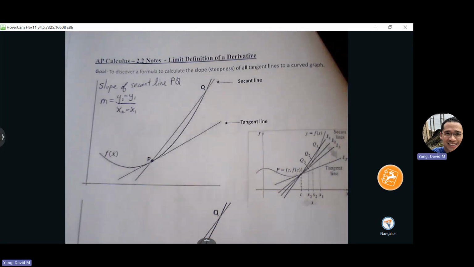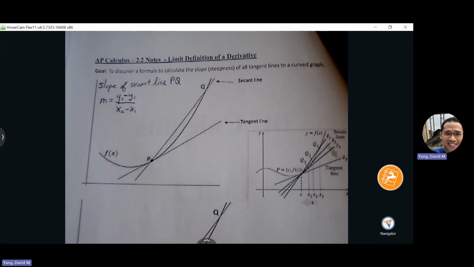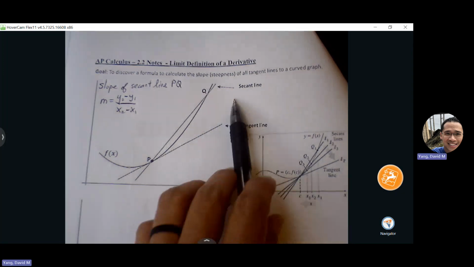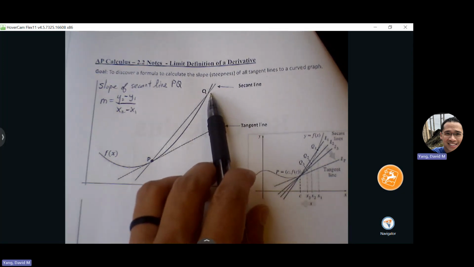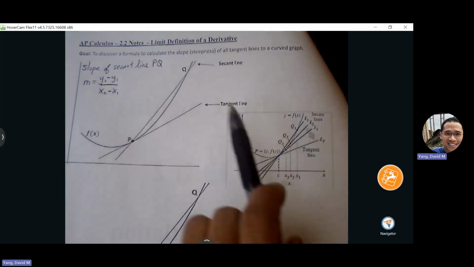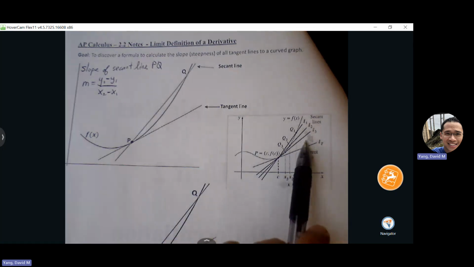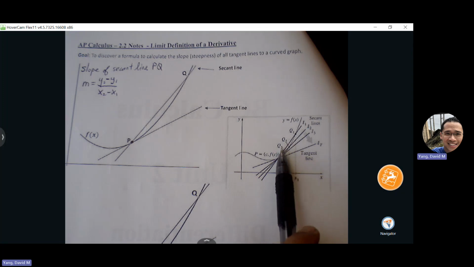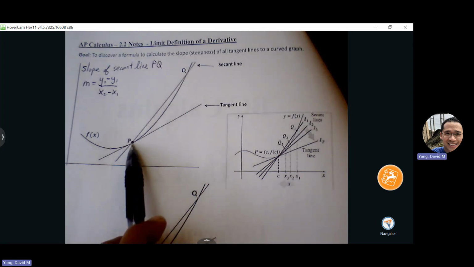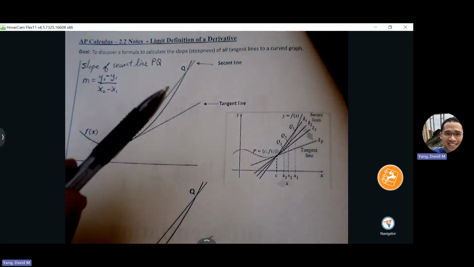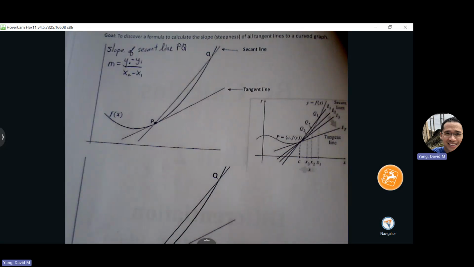So the idea is, maybe I can make an improvement on that secant line slope. What if I were able to move that point Q closer towards point P? What's going to happen to my approximation of my secant line slope if I were to move point Q closer to point P? It'll be better, right? If my points are closer to each other, you can see that if I were to pick a Q2 or Q3 that's closer to my tangent line's source, my slope is going to become more and more accurate. Right.